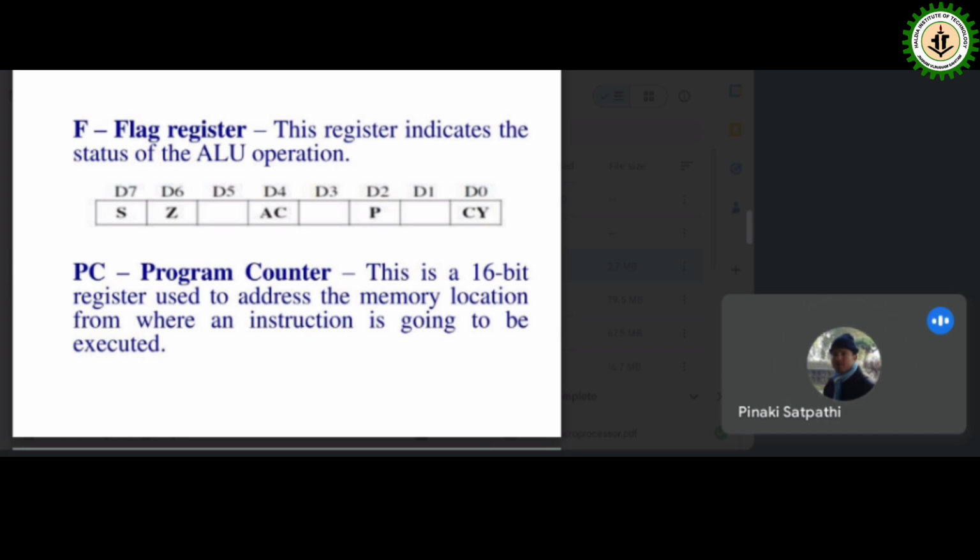Next one is our parity flag. What is the parity flag? This flag is set if the result of an arithmetic or logical operation contains an even number of ones, otherwise it is reset.